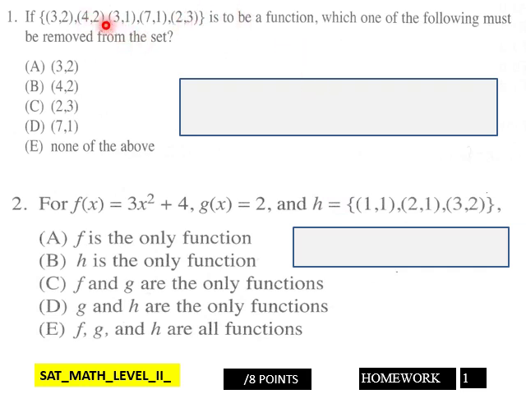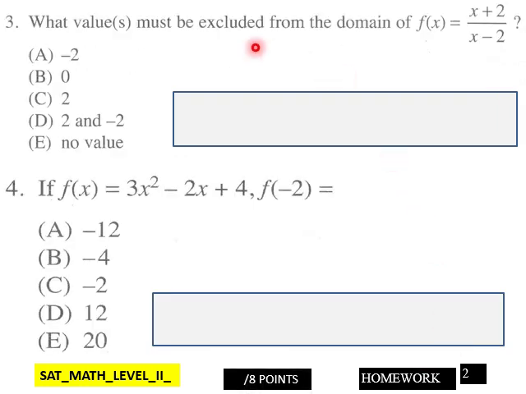You have a situation here with these ordered pairs that is to be a function. If this is to be a function, which one of the following must be removed from the set? So you decide that. And then down here, we have this function here, this function here, and then these ordered pairs here. So decide from these choices which best fits this scenario up here. You have 8 points on page 1.